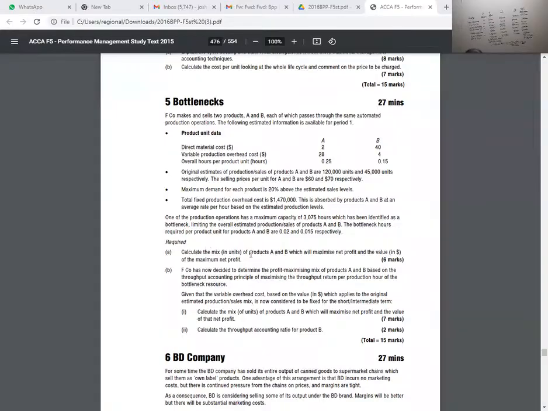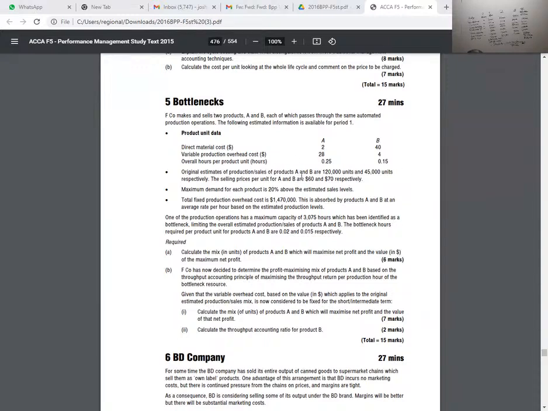Calculate the mix in units of product A and B which will maximize the net profit, and the value in dollars of the maximum profit. Look at the question itself. F company makes and sells 2 products, A and B, each of which passes through the same automated production operations. The following estimated information is available for period 1. You can see the direct material, the variable production overhead given as 28.4, and the machine hours per unit, 0.25 and 0.15. The original estimates of production and sales of products A and B are given there, respectively.